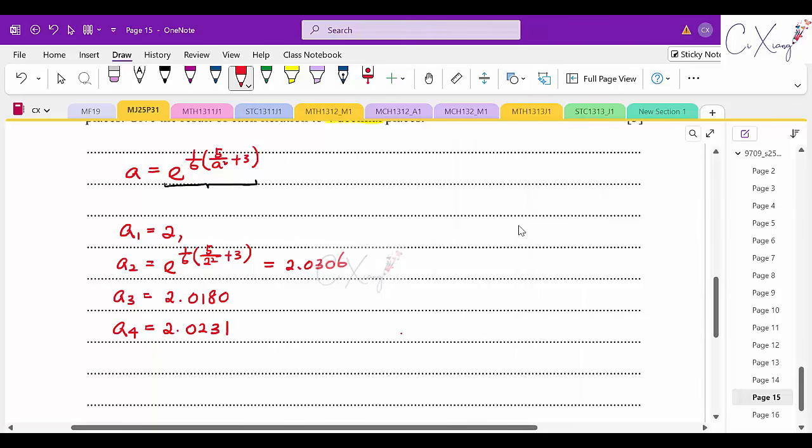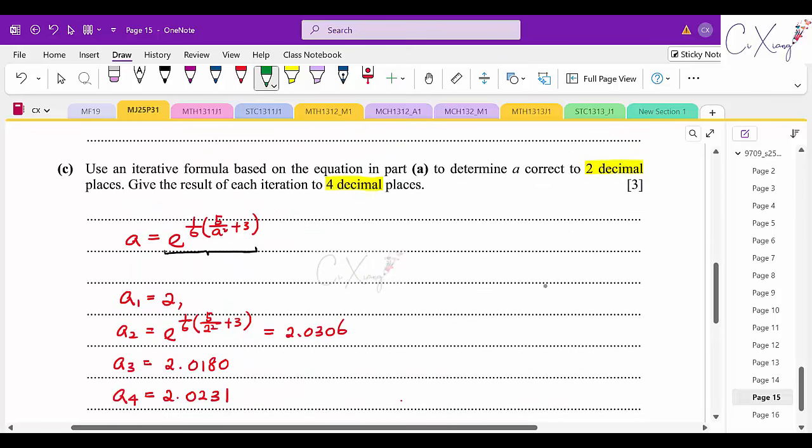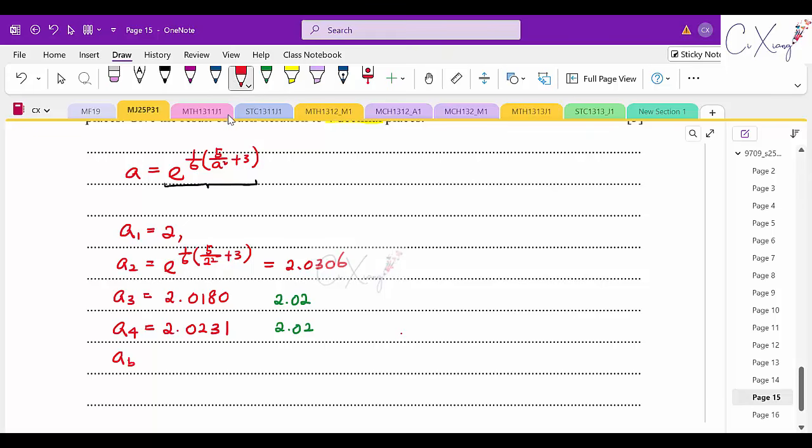2.0231. And when should we stop? Usually for me, before I stop the iteration, I will first check the answers to 2 decimal places. For a3, the answer to 2 decimal places is 2.02. The answer for the fourth iteration is also 2.02. So you have the 2 decimal places answer repeated here, right? If you want, you can actually stop here already. But for me, usually I want to be safe, so I will try one extra iteration.